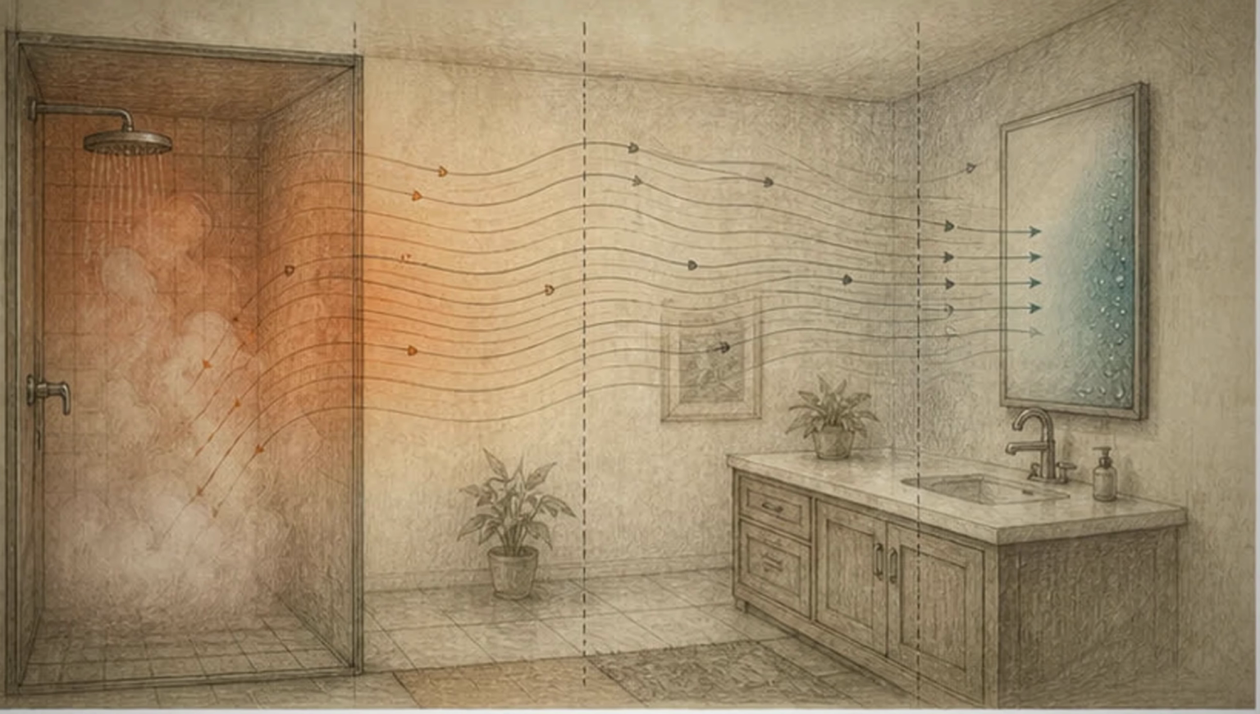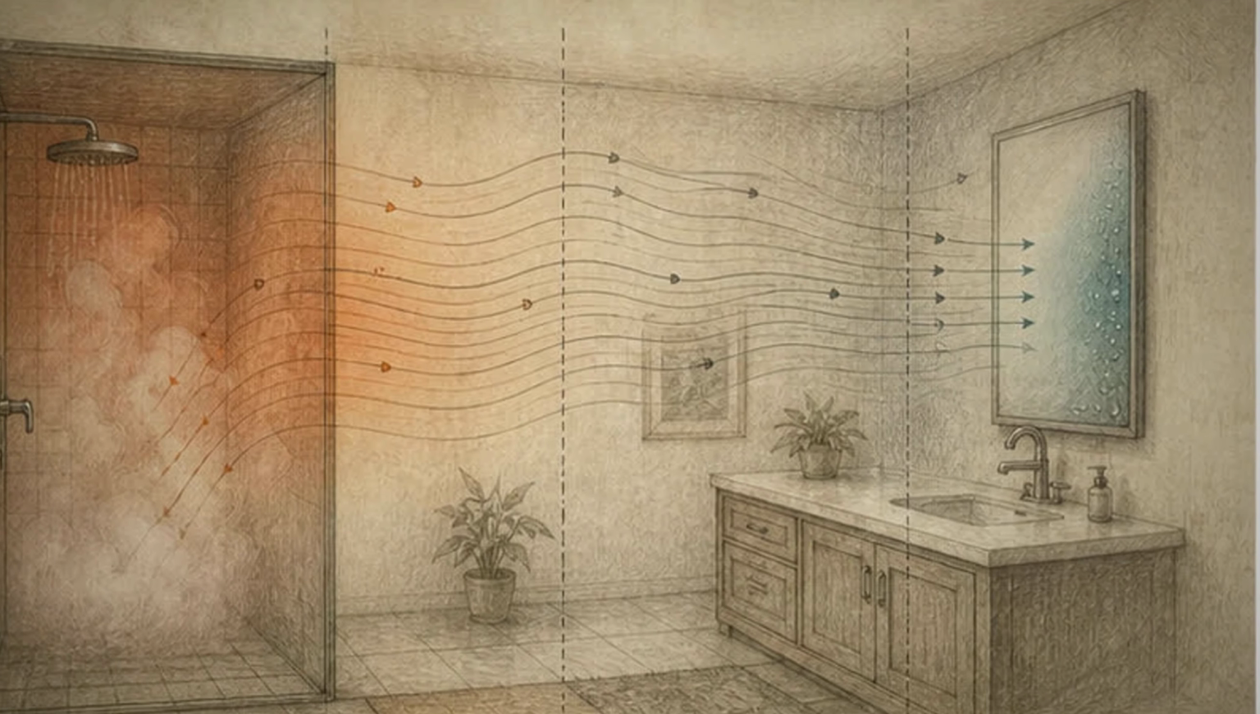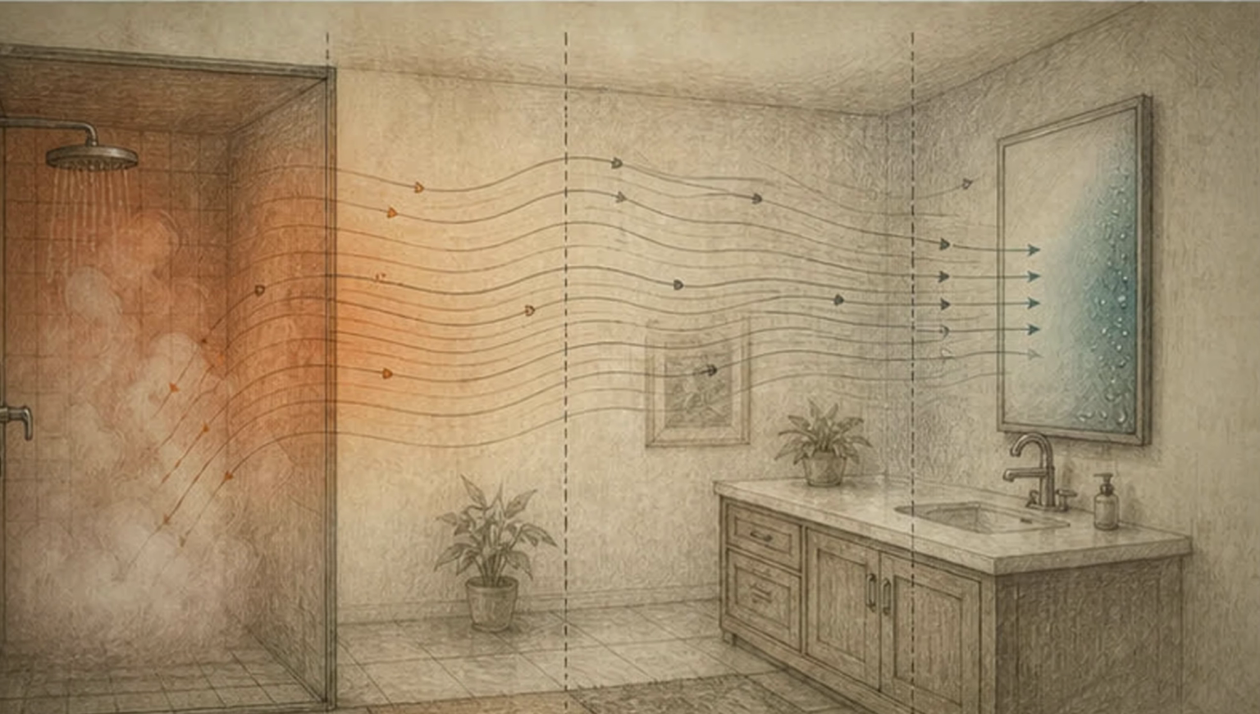An exhaust fan removes moisture-laden air and replaces it with drier air from elsewhere. Lowering the amount of vapor lowers the dew point. If the mirror stays warmer than that new dew point, condensation slows or stops.